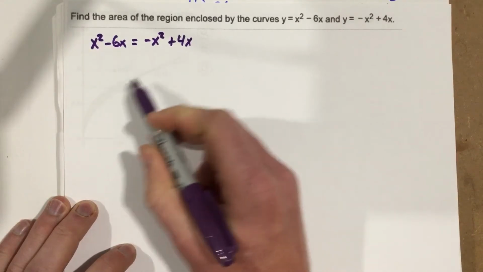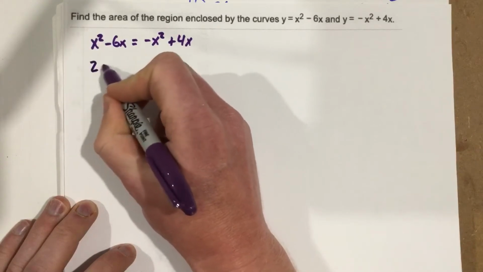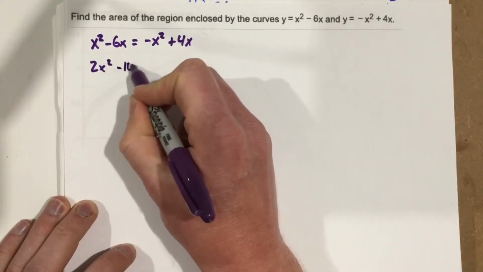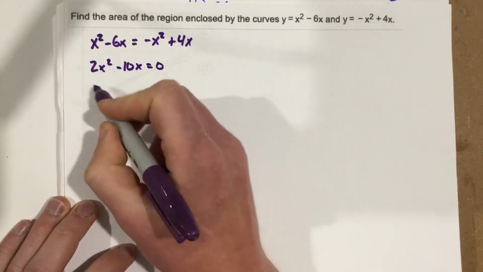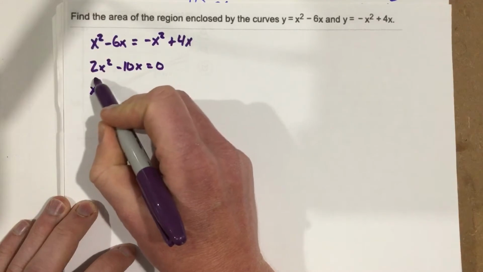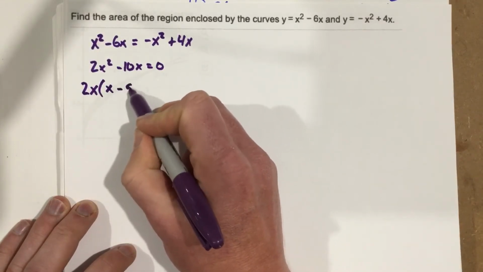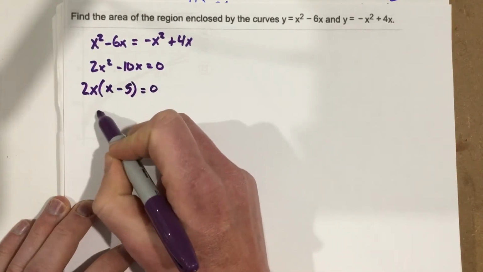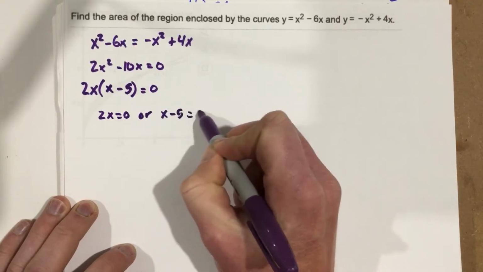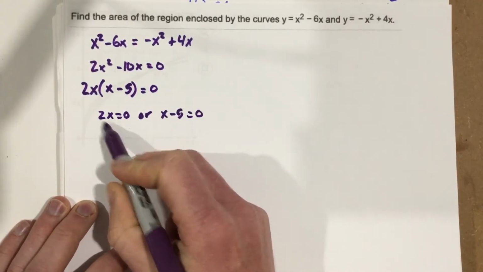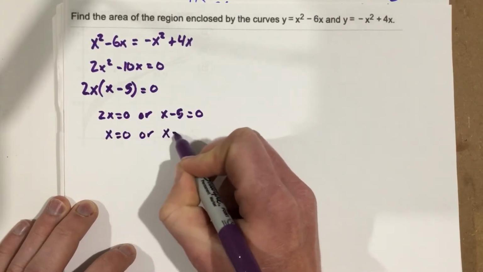If we go ahead and solve here, we can add the x squared over, subtract the 4x, we get 2x squared minus 10x equals 0. And then we can factor out a 2x, so 2x, and that leaves you with x minus 5 equals 0. So we have 2x equals 0, or x minus 5 equals 0. Divide by 2, we get x equals 0, or x equals 5.